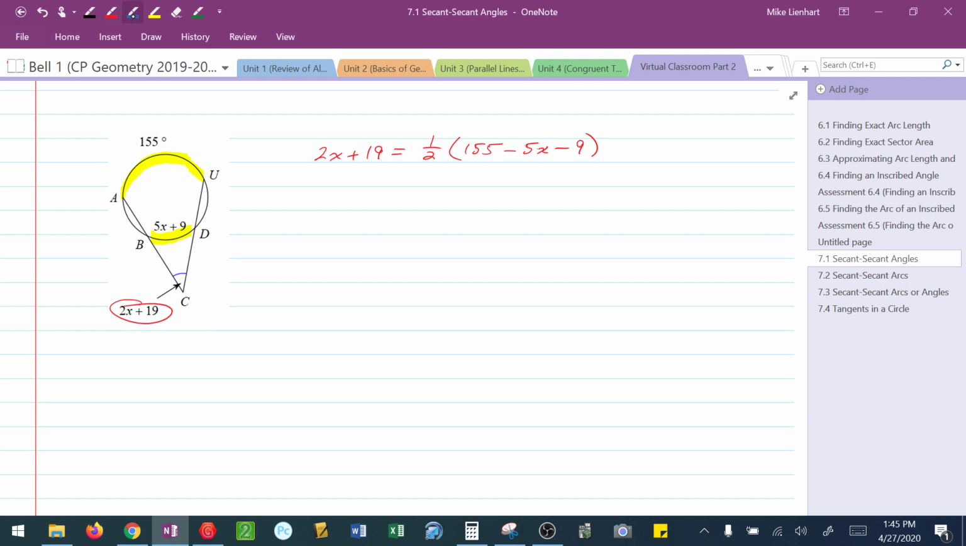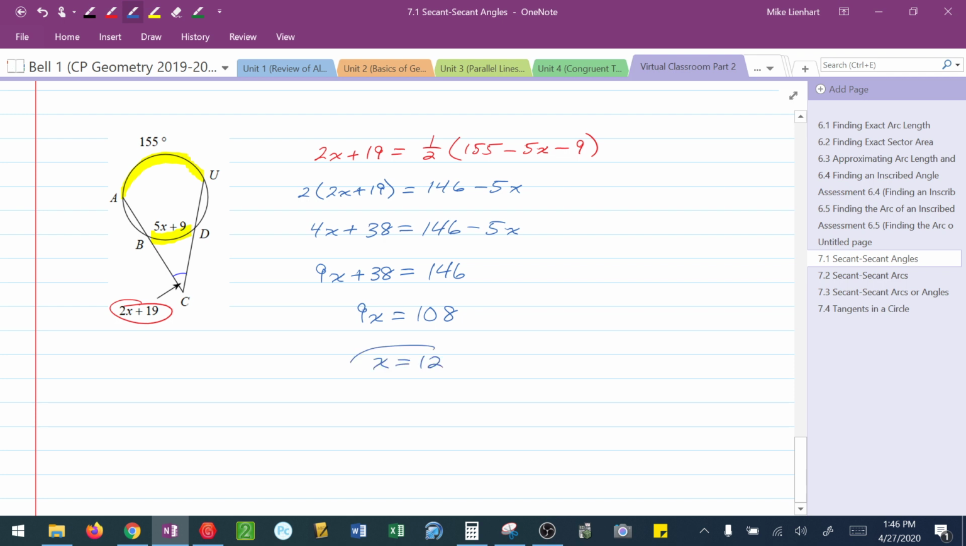Now, I don't want to have to deal with half of those numbers over there. So what I'm going to do is double the left side. So 2 times 2x plus 19 is equal to, let's see, 155 minus 9 would be 146 minus 5x. I got to distribute. 4x plus 38 is equal to 146 minus 5x. I'm going to add 5x, so that would be 9x plus 38 is equal to 146. I'm going to subtract 38, so 9x would be equal to 108. Divide by 9, that gives me x is equal to 12.